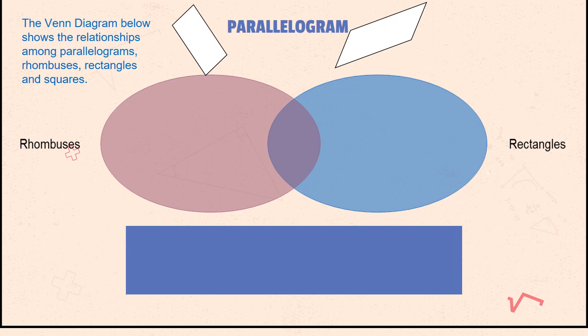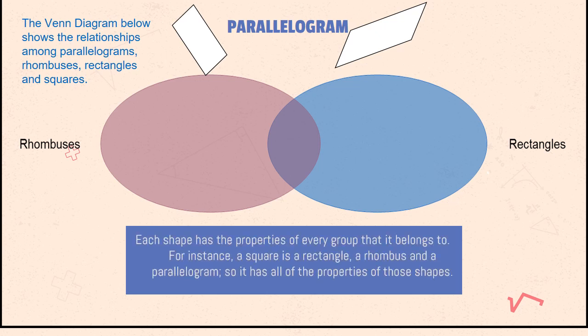Here we have a Venn diagram that shows the relation between parallelograms, rhombuses, rectangles, and squares. Each shape has the properties of every group that it belongs to. For instance, a square is a rectangle, is a rhombus, and is also a parallelogram. And it has all the properties of those shapes.